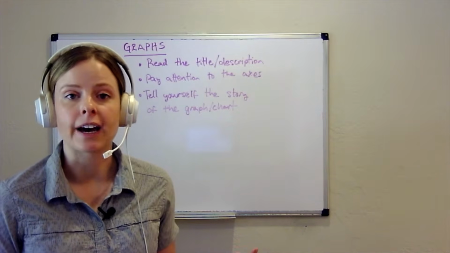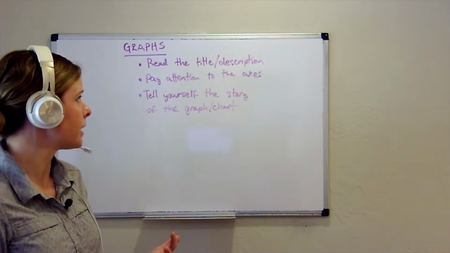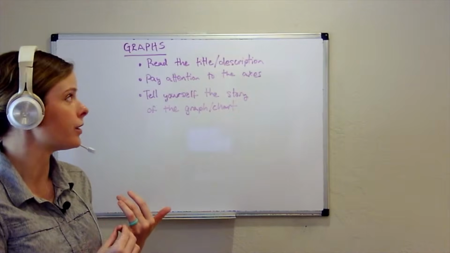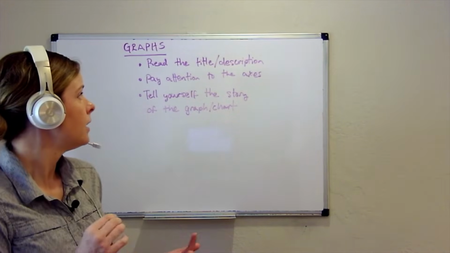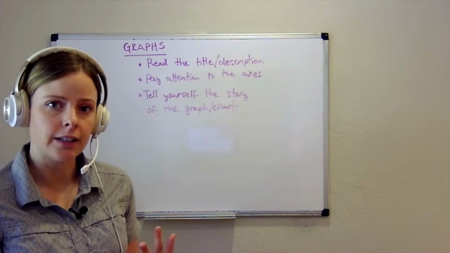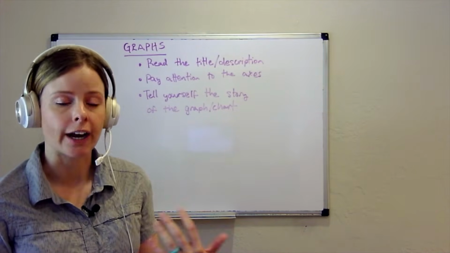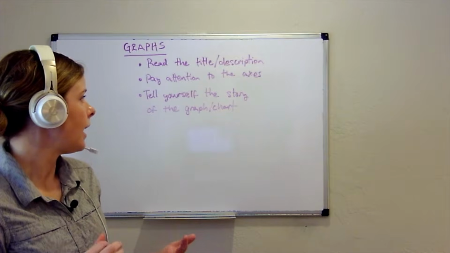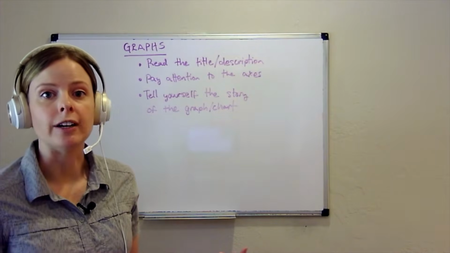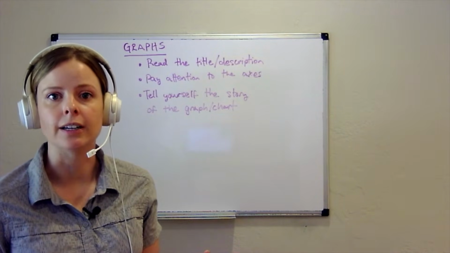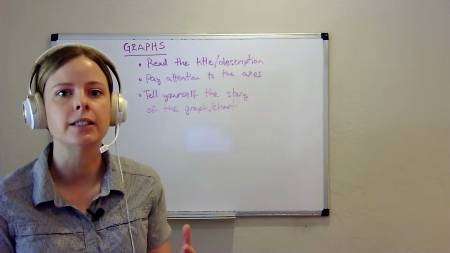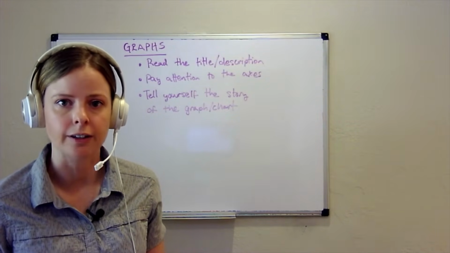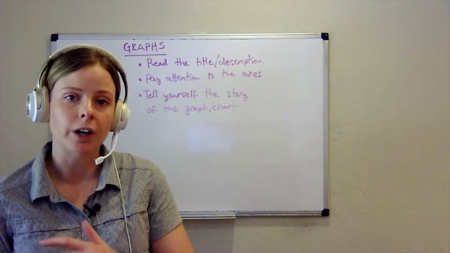And what should you do with that time? A couple of things to consider. First is that it's important to read the title and description of the graph so you see what information that gives you. Second, you want to pay attention to the axes and what exactly is on each axis of the graph. And finally, you want to tell yourself the story of what information is presented on that graph. Give yourself a little bit of a narrative of, okay, I see how this information all fits together. So we'll go ahead and give that a shot.